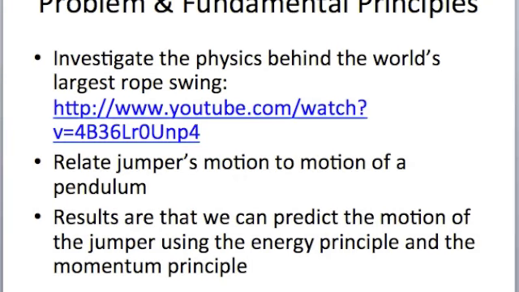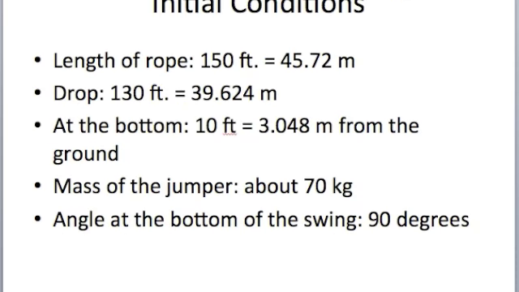The purpose of this lab was to investigate the physics behind the world's largest rope swing, and that video can be found here. We're going to relate the jumper's motion to the motion of a pendulum, and the results are that we can predict the motion of the jumper using the energy principle and the momentum principle. So here are the initial conditions given in an explanation video of the rope swing.